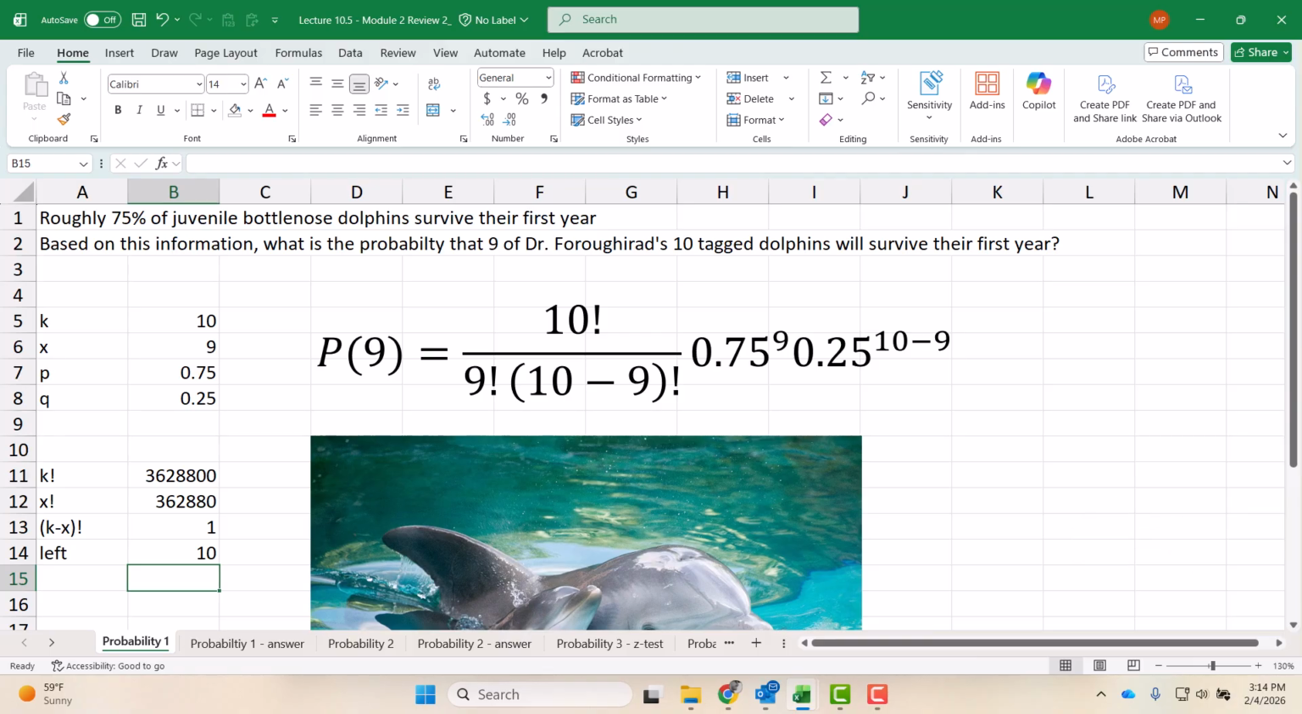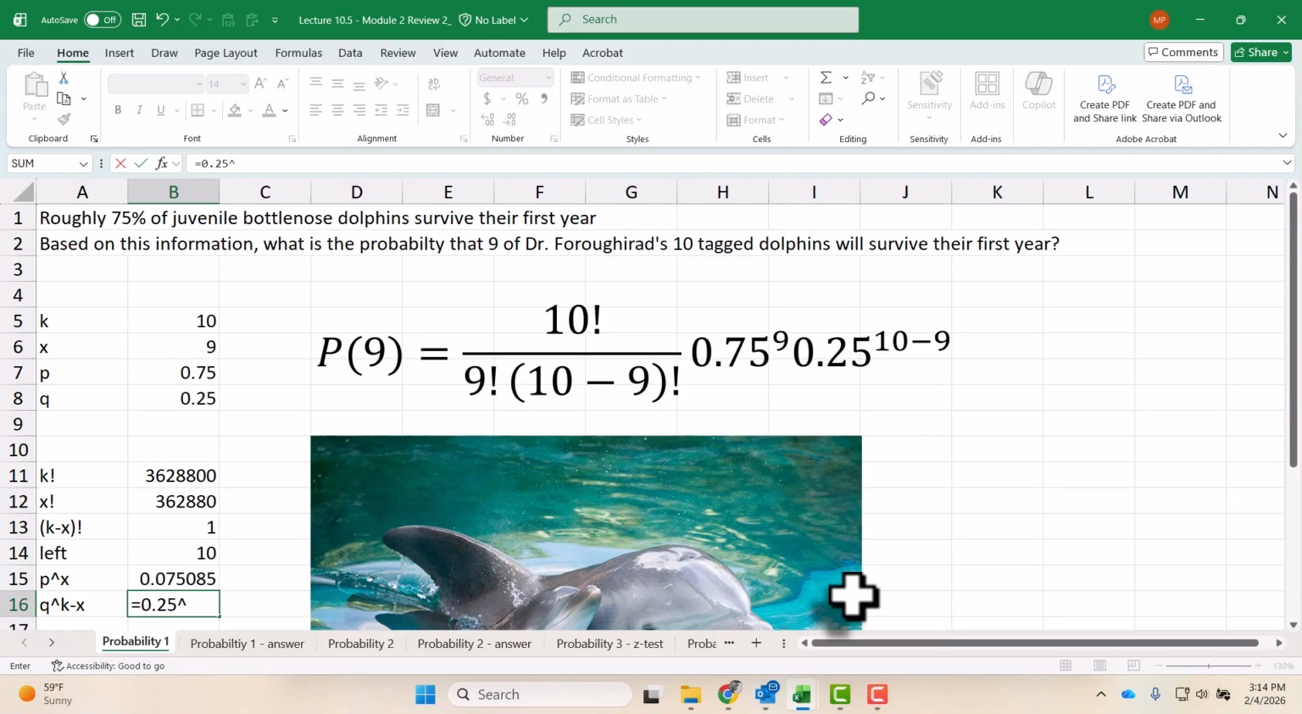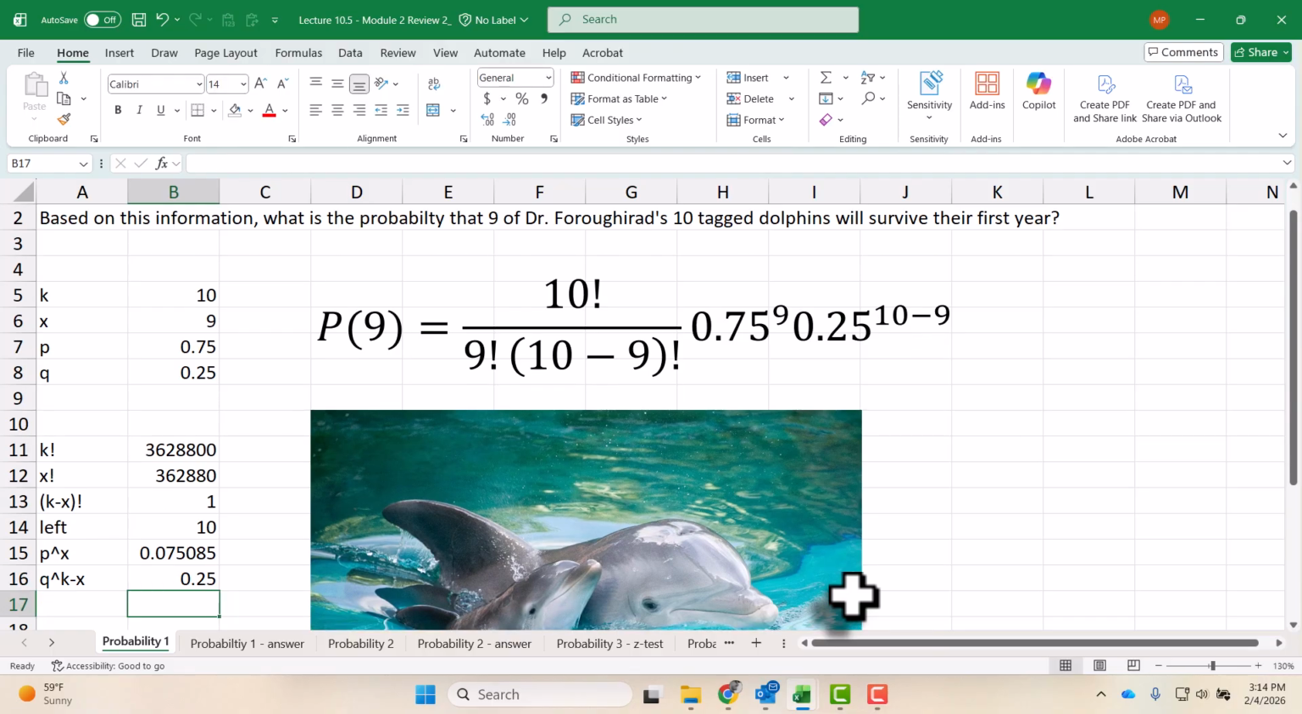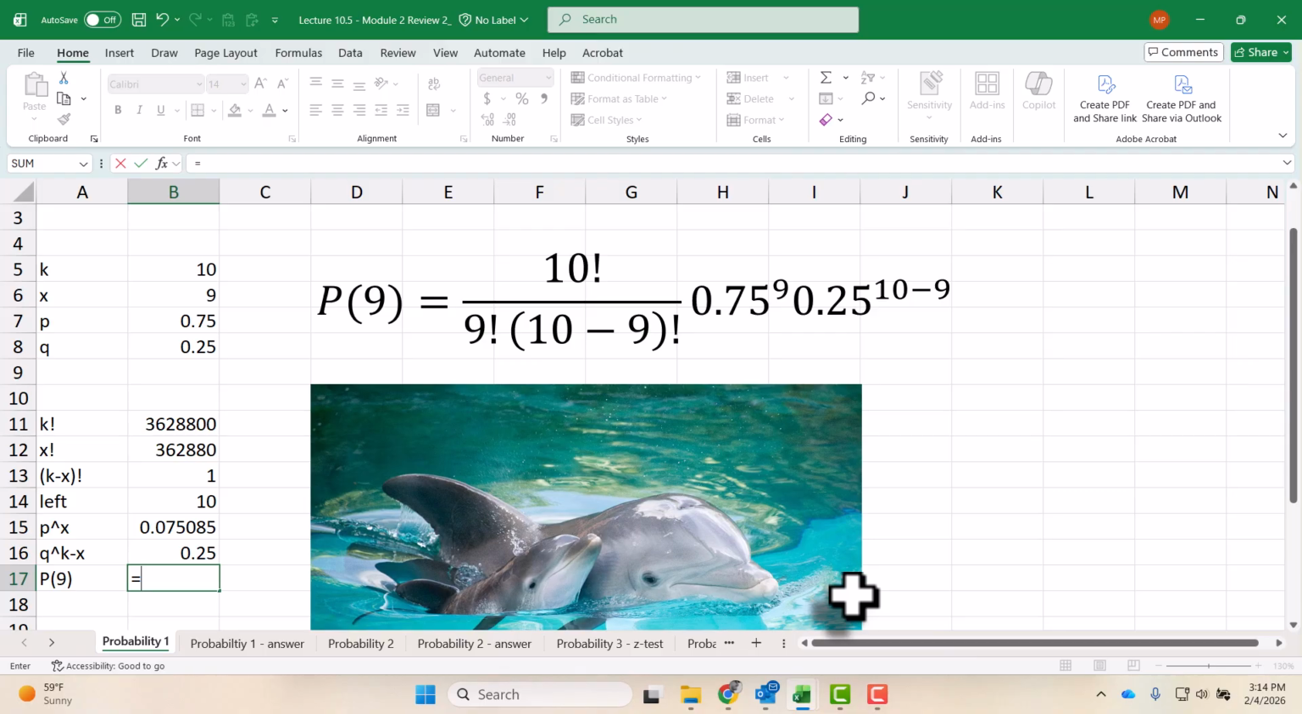For the right side of the formula, first thing we're calculating is p to the x, represented here, 0.75 to the 9th power. And then we need to calculate q to the k minus x, 0.25 to the 10 minus 9. We can then take all 3 of those values and multiply them for our probability that 9 of our dolphins are going to survive.